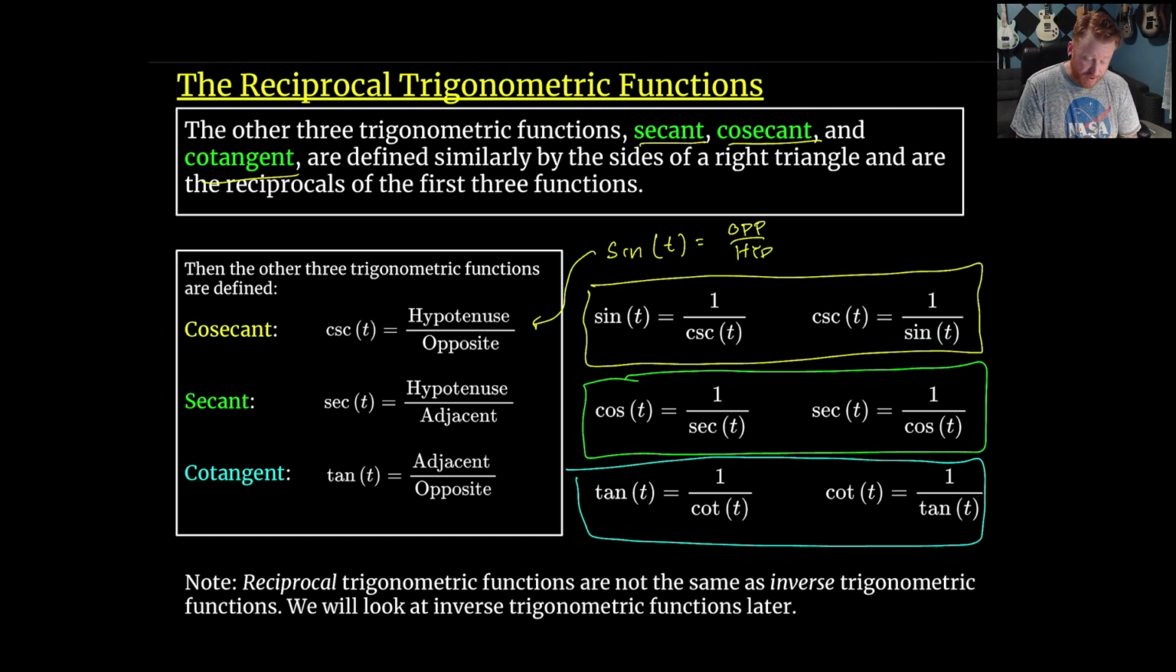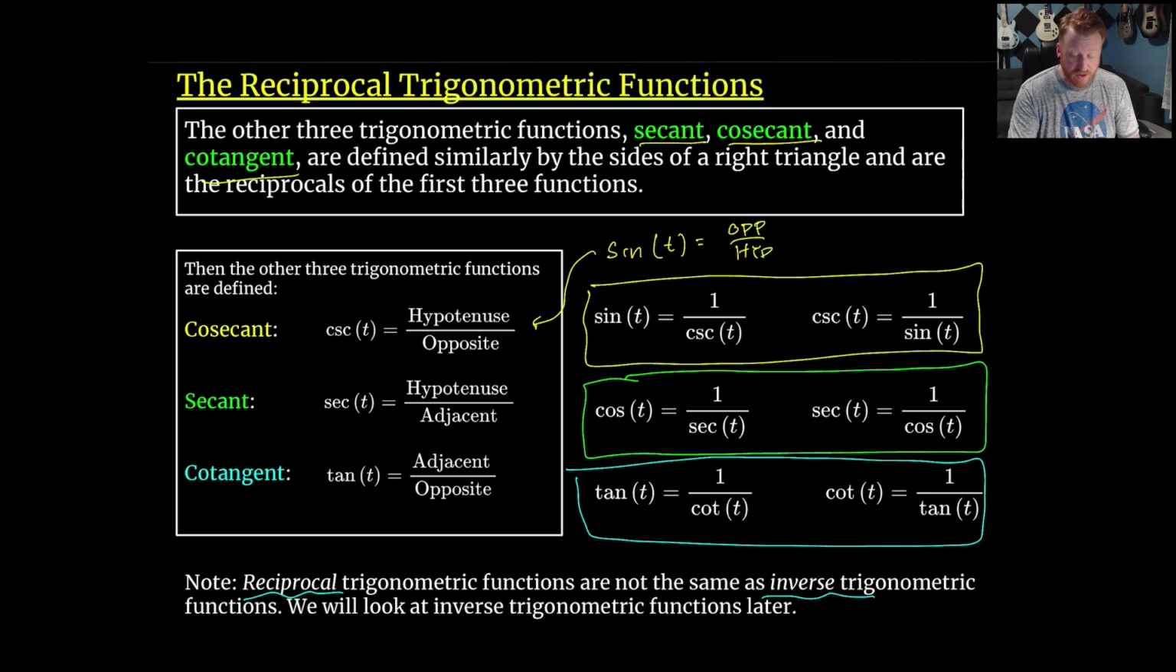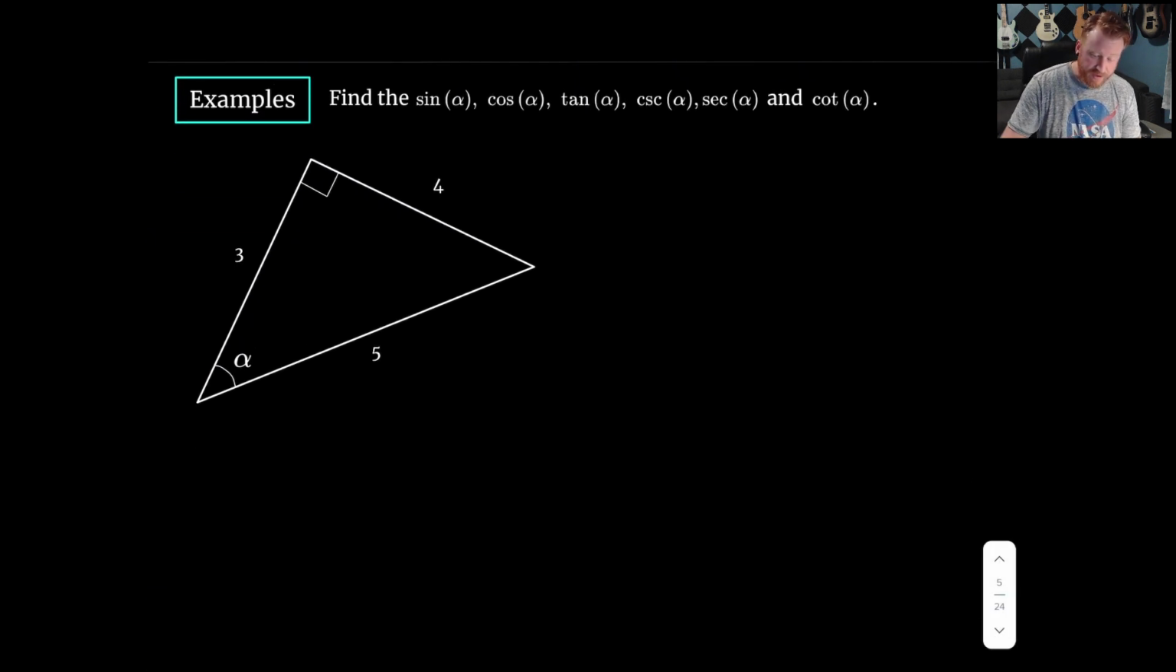I also just want to point out here that reciprocal trig functions are not the same as the inverse trig functions. Reciprocals are multiplicative inverses, but they are not functional inverses. We will take a look at inverse trig functions later on, but I at least wanted to point out right now that these are reciprocal functions, but they are not inverse trig functions, at least not in the functional sense. Okay, so here we're given another example, and we're just asked to find all 6 trig functions evaluated for this angle alpha here.